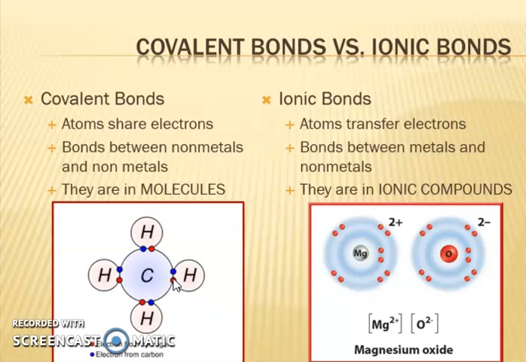I don't know if that's a very good way to say it, but they're hanging on to both of these because electrons have opposite spins and they're attracted to each other. So that attraction creates this bond between the nonmetal elements.